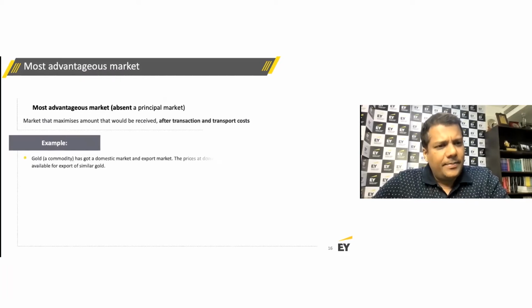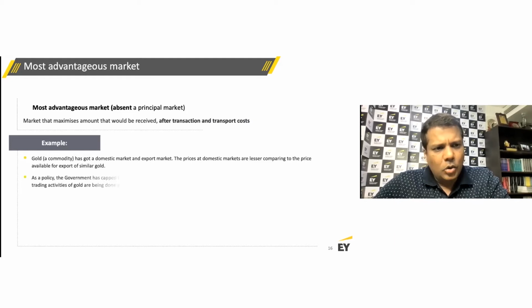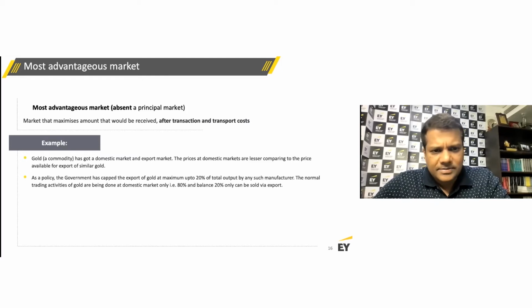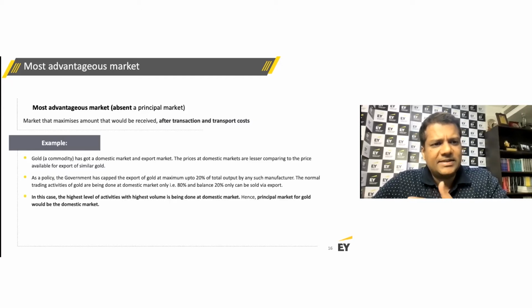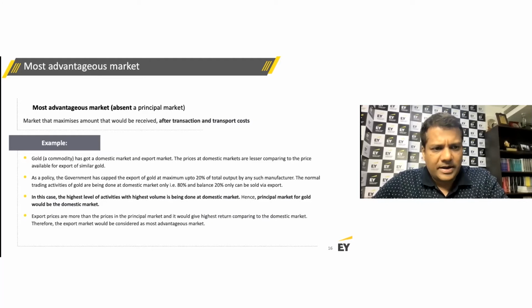Example, gold has a domestic market and an export market. The prices at domestic markets are lower compared to the price available for export of similar gold. As a policy, the government has capped the export of gold at a maximum of 20% of total output by any manufacturer. The normal trading activity of gold is being done at the domestic market only. 80% you do domestic, 20% because there is a cap. In this case, the highest level of activity is happening in the domestic market, so it becomes the principal market.